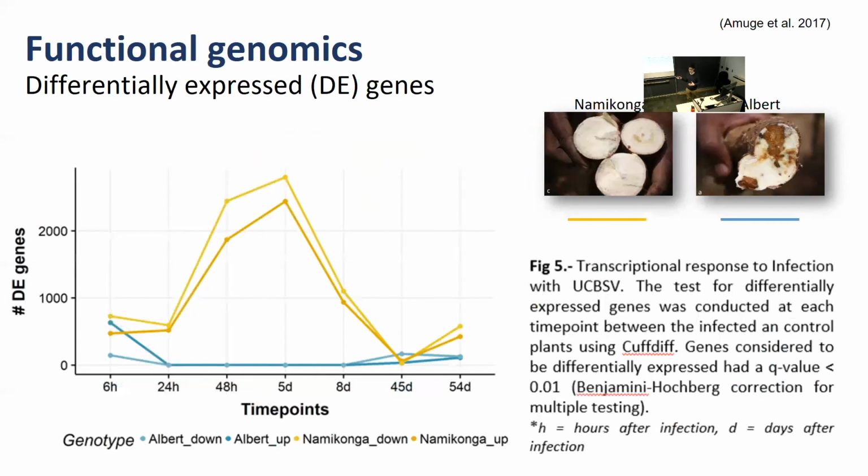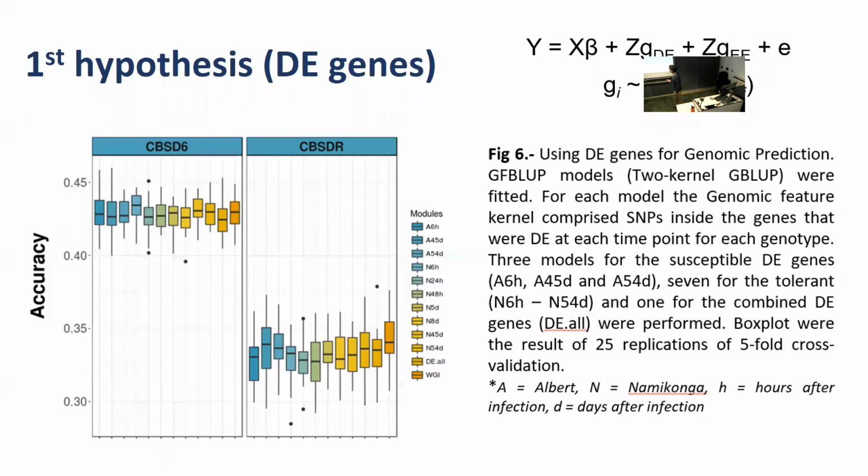And we had several hypotheses. The first hypothesis was just brute force. Let's just use all the differentially expressed genes and compare the accuracy that we have to the whole genome imputation. This is the full model. I will always be comparing the accuracies with the full model at the last column. This is CBSD measured on leaves 6 months after planting, and this is measuring roots. And the model that we are running here is a two-kernel model. One of the kernels will harbor all the SNPs that are tagging differentially expressed genes, and the other kernel will have the rest of the genome, everything else.